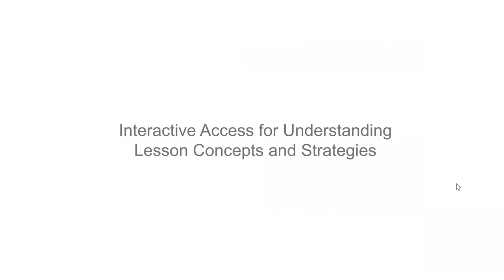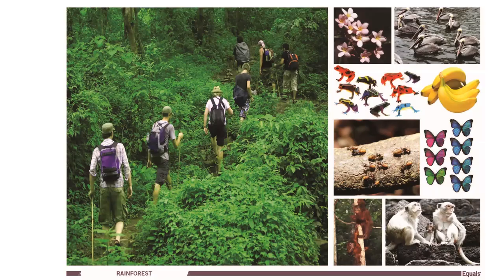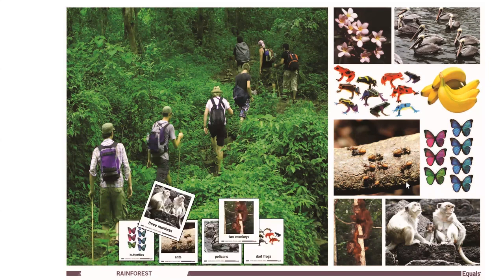Okay, so let's look a little bit more now into interactive access for understanding lesson concepts and strategies. I already talked about this a moment ago. Just another example of the theme poster. This one's rainforest. You can see butterflies and insects here and cards where students can interact, use these for answer choices. When I ask, what are these? The student could use the cards as an answer choice.